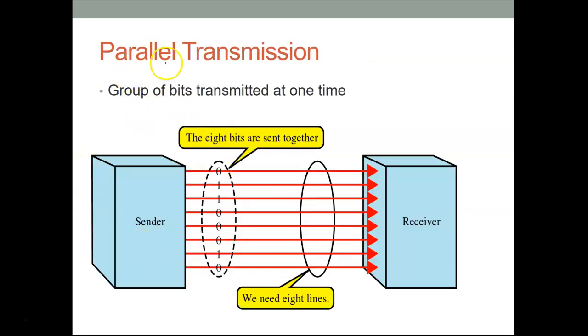See, here parallel. Parallel means a group of bits transmitted at one time. I send more than one bit at a time. I send a group of bits at one time. Parallel, at the same time, I send more than one bit. Here, this is the sender. This is the receiver. So the sender will send here a whole byte, 1, 2, 3, 4, 5, 6, 7, 8 bits at the same time. So I send 8 bits at the same time to the receiver. This is parallel, at the same time. You send more than one bit. Here 8 bits together. So we call this one parallel.